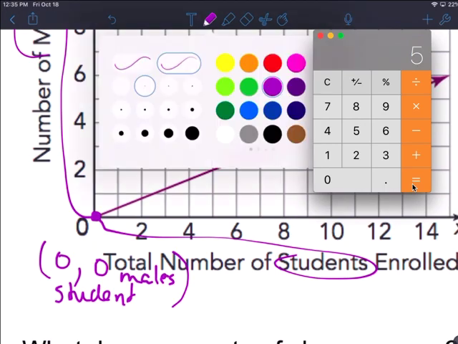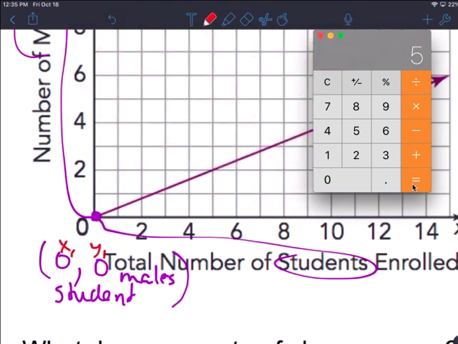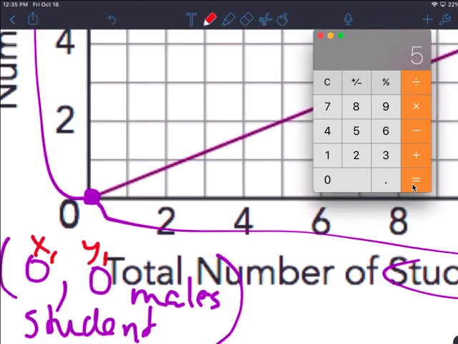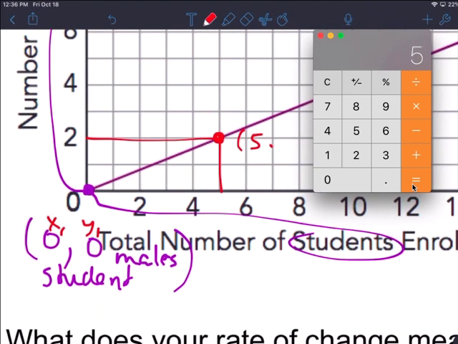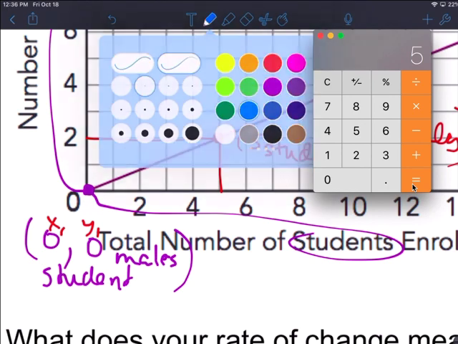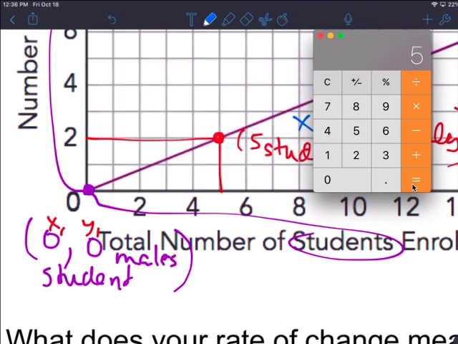Okay. X sub 1, Y sub 1. And then you can't choose 1. Doesn't work because there's no number there. You can't choose 2. There's no number there. Can't choose 3. Nope. Can't choose 4 either. You can choose 5. 5 and 2. Put it up there. 5 students, 2 males. This is your X sub 2, Y sub 2.